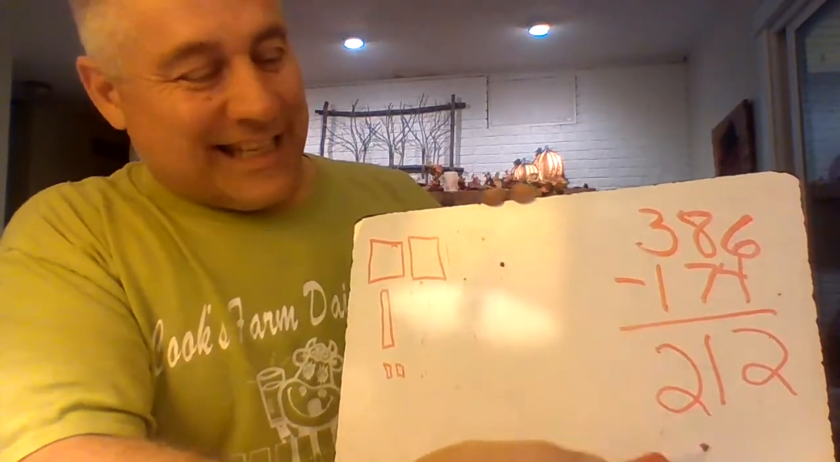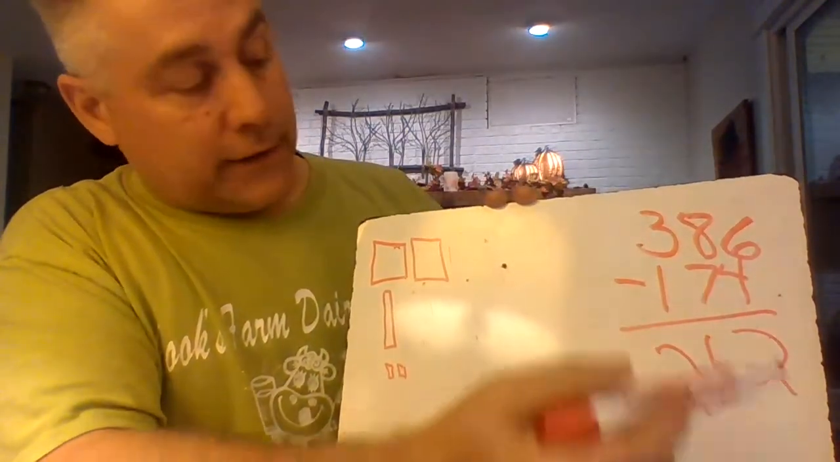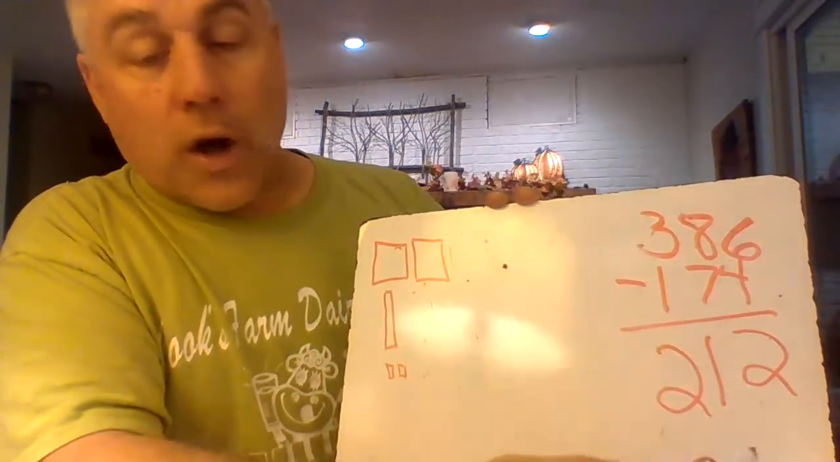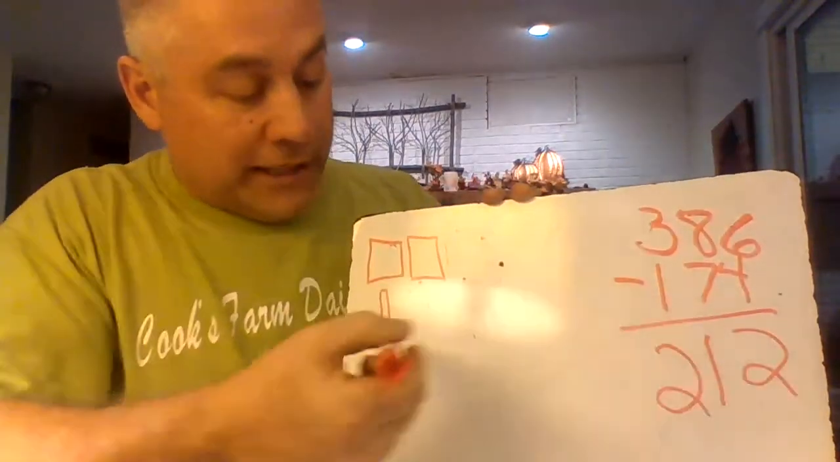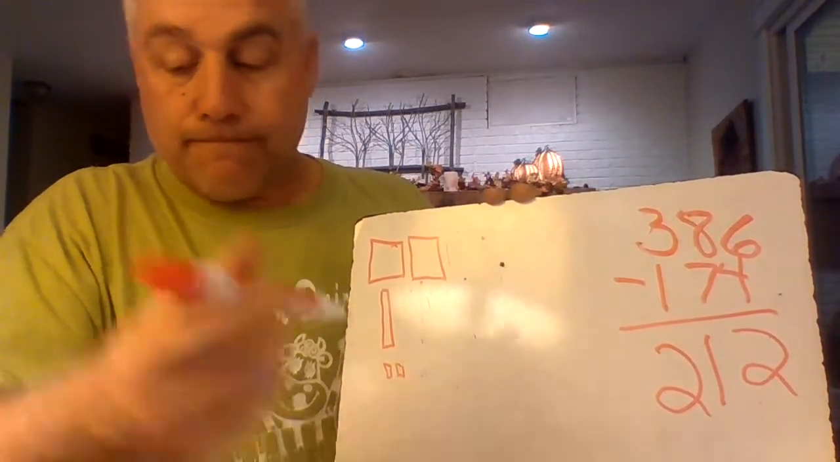But it's just as easy to see, I think, that when you take 6 minus 4, you get 2 left, and 8 minus 7, you have 1 left, and 3 minus 1, you have 2 left. So that's what's really happening with base 10 blocks when we subtract. Okay?